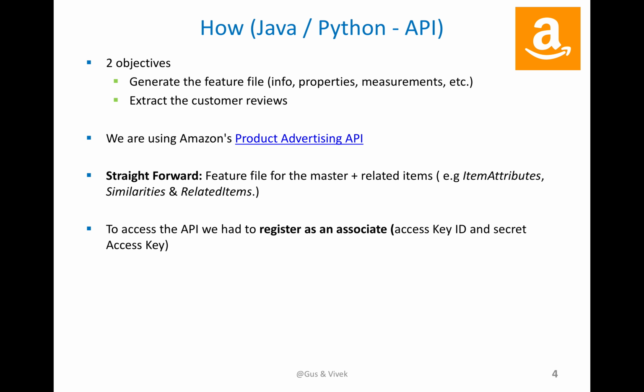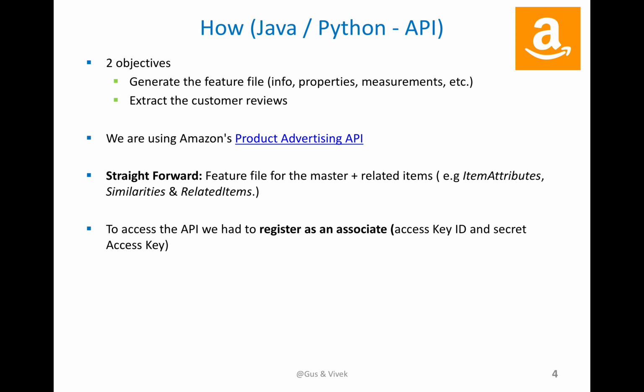Okay. So the first aspect of it is extracting all of that product information and the customer reviews. This piece has been written in both Java and Python. The objective is to generate two files. The first file is what we call the feature file. It's all of the information regarding the product, any type of property, measurements, anything that people could really mention in their reviews. And then the second piece is the customer reviews themselves.